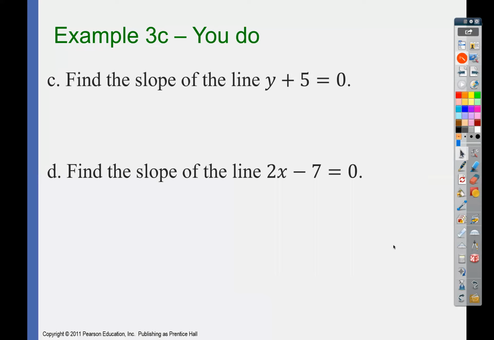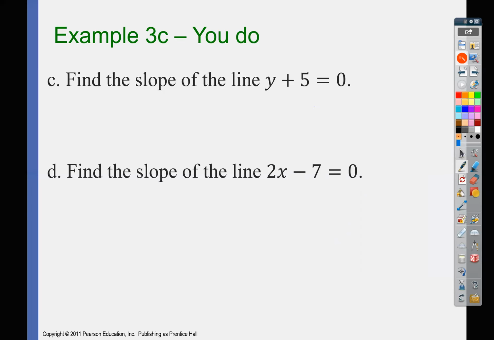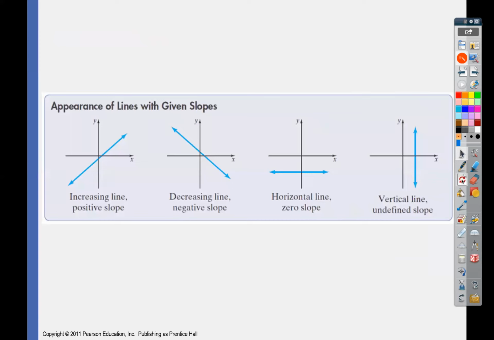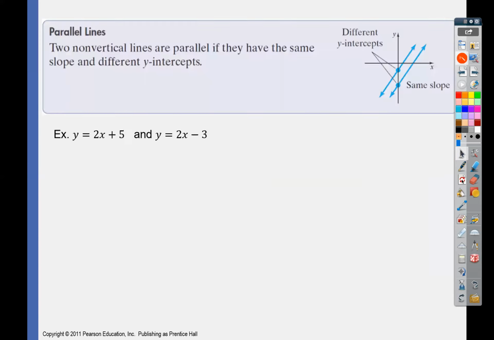All right, here's some for you to do. Pause it. And so the slope of the first one, you would get y equals -5. So that would be a slope of 0. And this one, you would get x equals 7 over 2. So anytime you have x equals, it's undefined. All right, here are again some reminders of what that looks like.